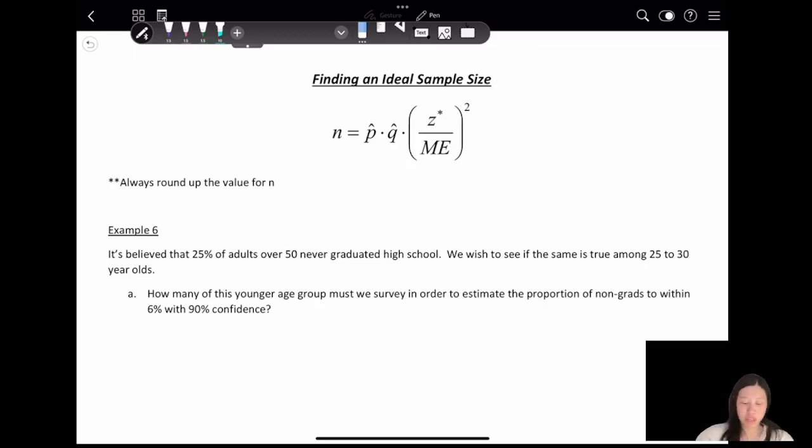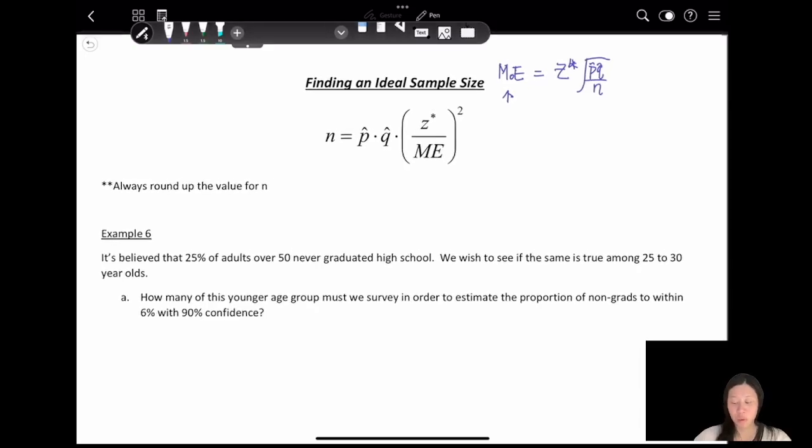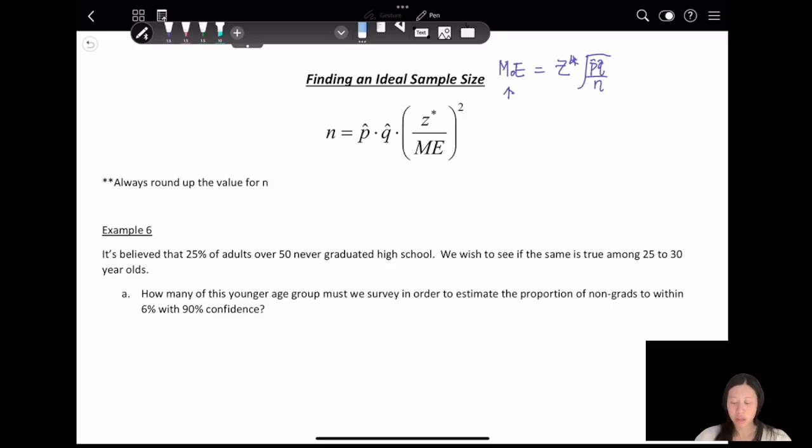Remember, the margin of error equals the z-score times the square root of p hat q hat over n. Now let's solve for n, if you know the margin of error, the z-score, and p hat and q hat. First, we divide both sides by the critical z-score. So we have the margin of error divided by the z-score equals the square root of p hat q hat over n. Then we square both sides.